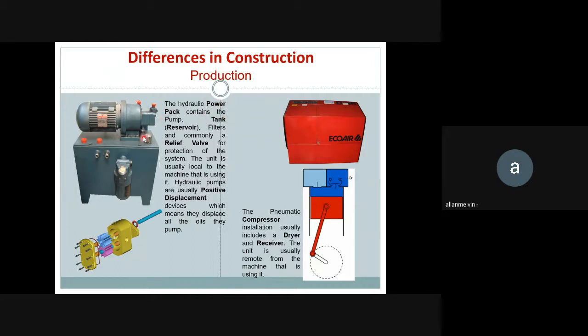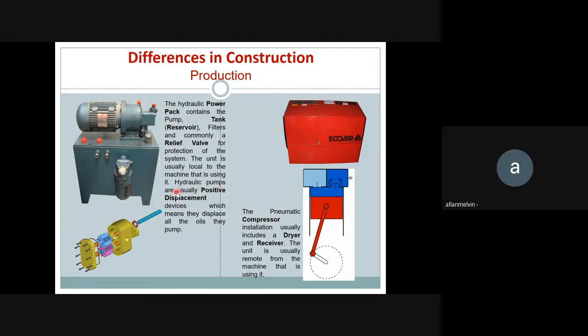Okay, so it contains the pump. So you have a pump, you have a tank, or we call it a reservoir. So you have a filter. Okay, so you have a pressure relief valve. Okay, so all these are considered as one unit. So this unit is usually local to the machine that is using it. So local to the machine meaning it is attached to the system. So kalau you tengok macam dekat MSD lab, you have the hydraulic unit, dia ada kat bawah dia je. So that's why we call it local. It's not in another place. Okay, so it's near to the system.